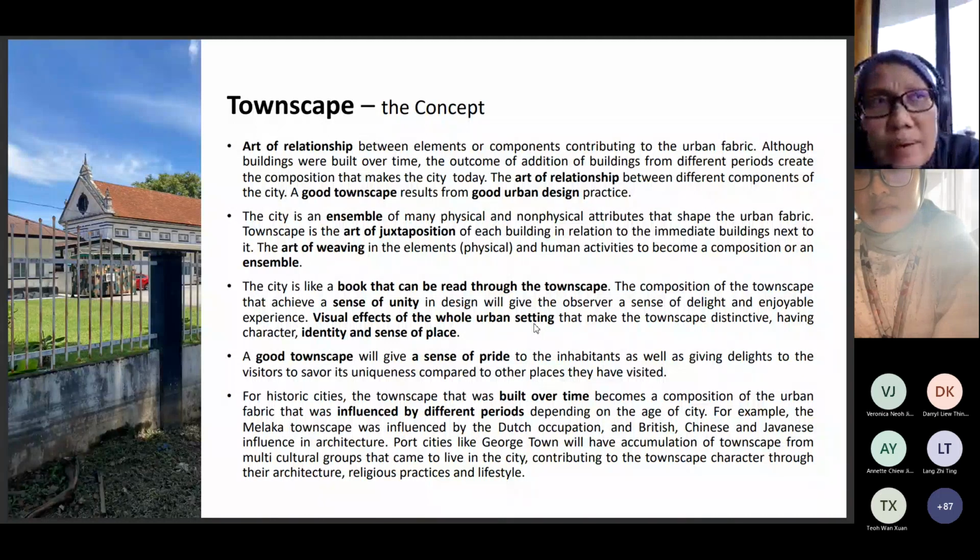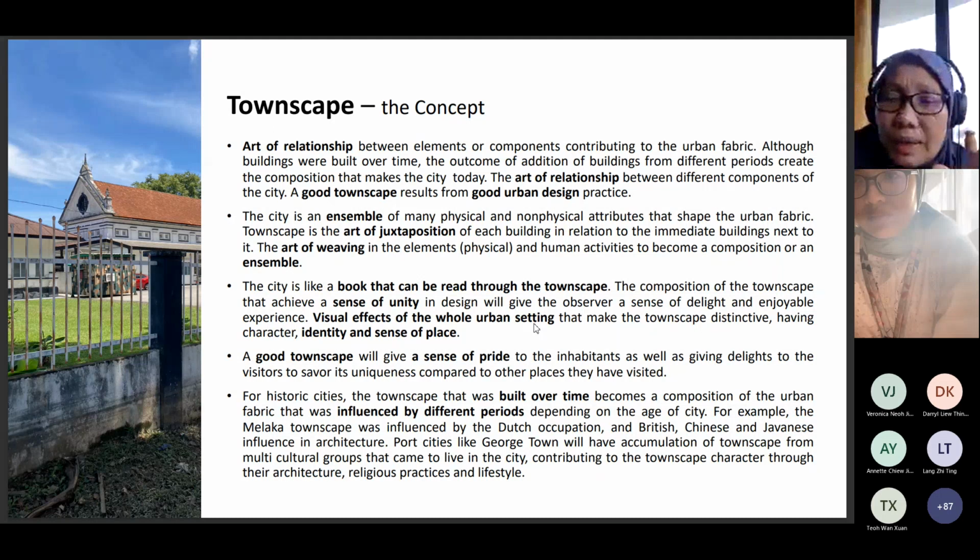And when I talk about the art of relationship, that means when you talk about townscape, you have to see whether one element has a relationship to another. So you cannot study townscape in isolation, as an individual part or component of the city. Then that's not townscape. Okay.